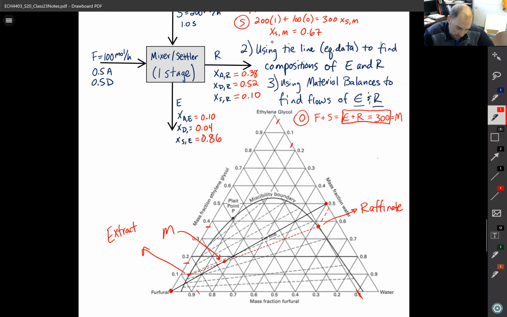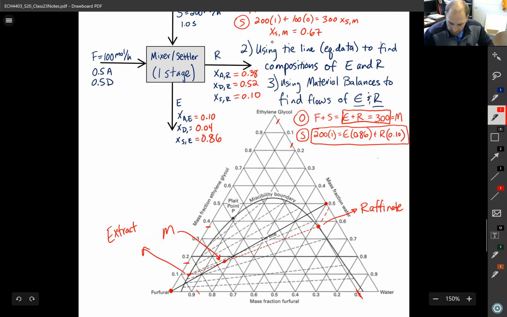All right, so I have to choose. I have two unknowns in this equation, so I need at least one more equation, exactly one more equation to solve, and then another one to check, I guess, if I wanted to. I'm going to do the solvent material balance. So solvent coming in is 200 times 1, is equal to E times, let's see, 0.86 plus R times 0.10. All right, two equations, two unknowns. You can go ahead and solve this.